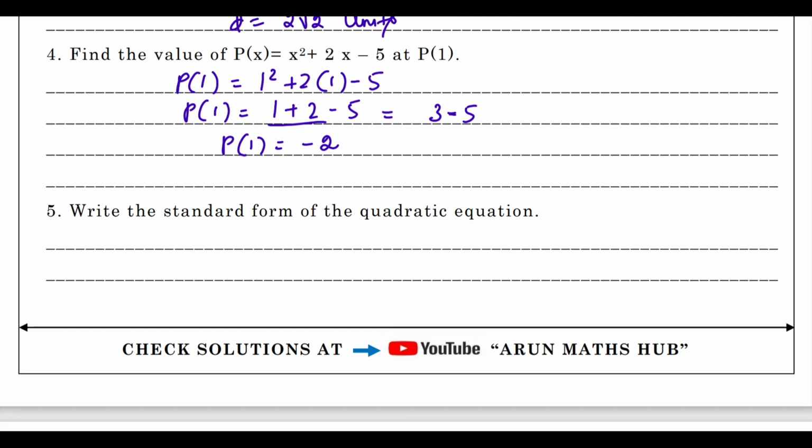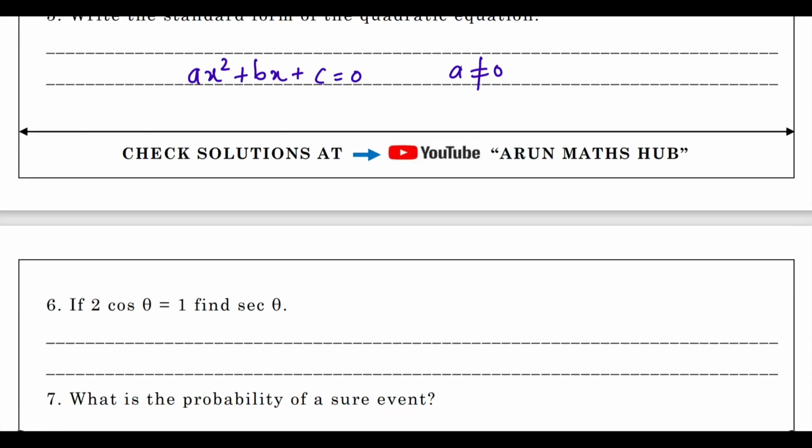What is the standard form of quadratic equation? The standard form of quadratic equation is ax square plus bx plus c equals to 0. The condition is a should not be equal to 0. What is the degree of the quadratic equation? Again, for the variable x, the highest power is 2. Therefore, the degree of the quadratic equation is 2.